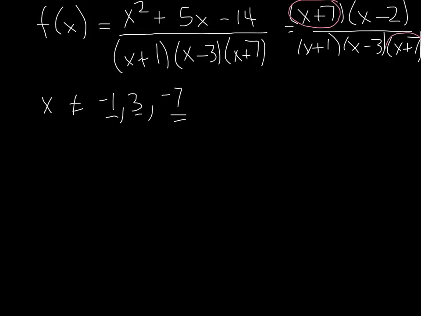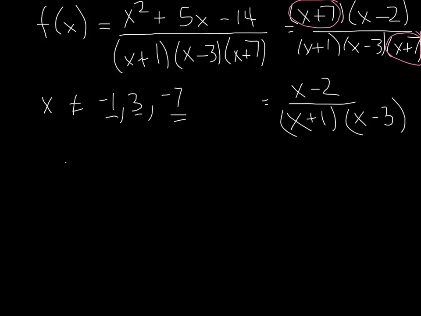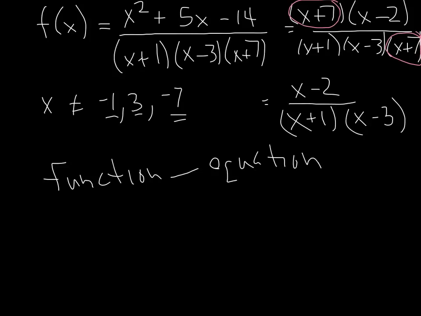So as long as x does not equal -7, we can reduce this rational expression and write it in the form of x minus 2 over x plus 1 times x minus 3. But in our earlier work, we learned that a function is defined not just by its function equation, but also by its domain. The domain of the function is also a part of the function.